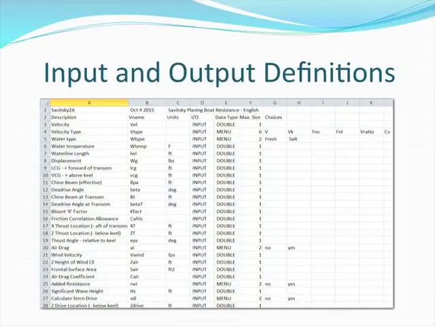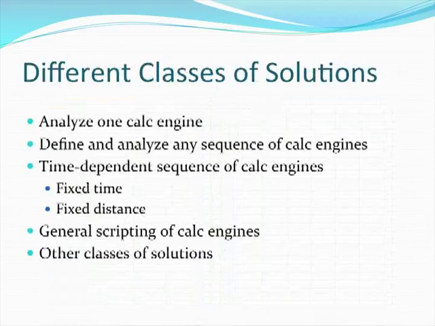I talked about that before, input and output. I don't want to go over that again. So you have these different classes of solutions. You have one calc engine that you want to pass an input for and get output for. Do searches, optimization, or whatever on that one calculation.